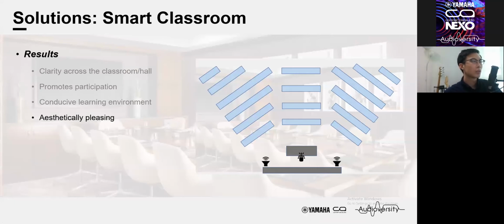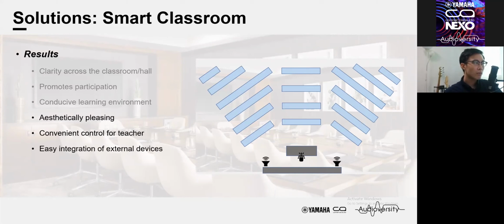Most of the time it's not possible to put mics on the table because of security reasons and also cabling and everything like that. Very convenient control for a teacher, simple as well. Very easy integration of external devices. If we have analog speaker lines coming out, we can feed them into the MRX7. We can do speaker management or some kind of signal processing for that as well.